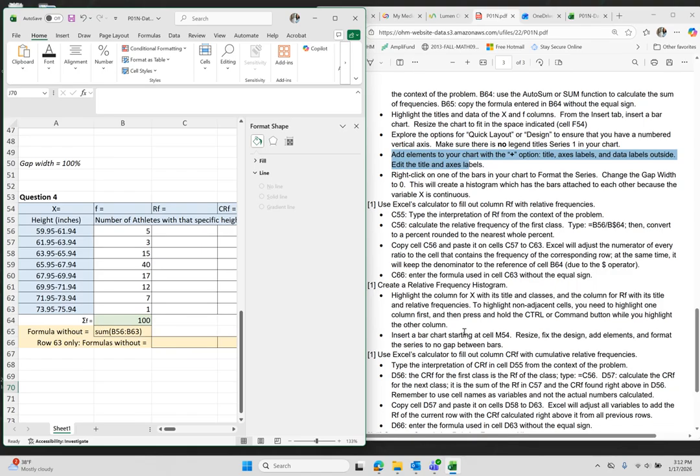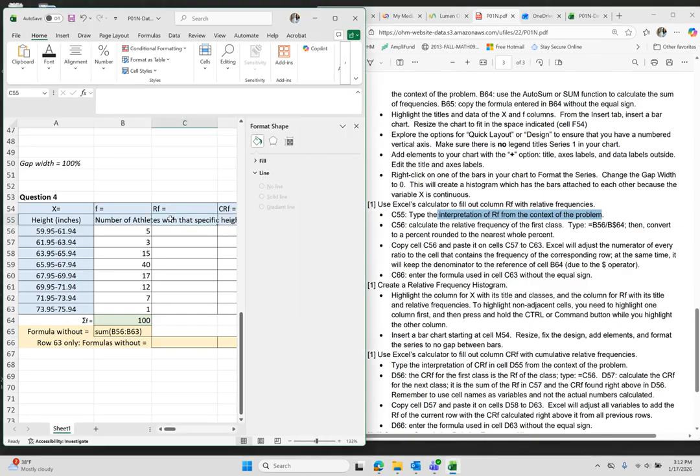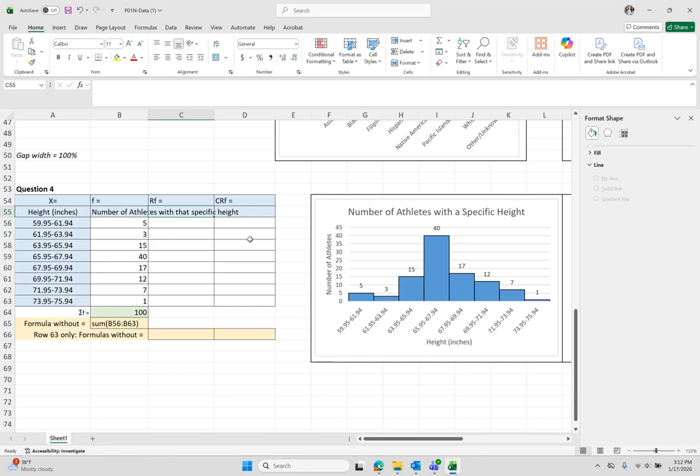So first of all, we want to understand or interpret what a relative frequency is from the context of the problem. Relative frequency is the percent of observational units in a category. So this will be percent of athletes at that specific height, right? With a specific height. Of course you could just say percent of athletes. This would have been the title of your vertical axis because that's what will be on the vertical axis of your histogram.